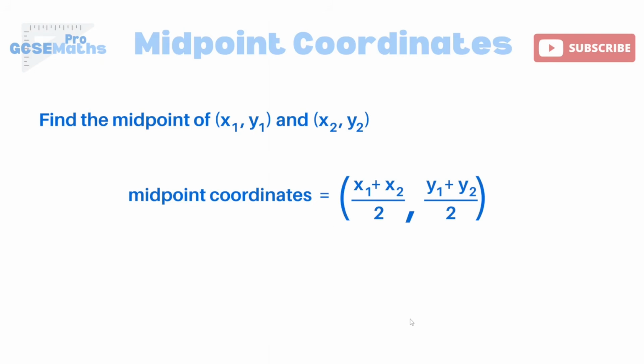This is effectively the same as working out the average, isn't it? The mean. Add them all up, divide by how many there are. Well, there's only two coordinates. Add the two together, divide by 2. It will give you exactly the middle point. And then just copy the same for the y coordinates. Add them up, divide by 2. So let's actually practice this, and you can see that it will work for all types of coordinates.